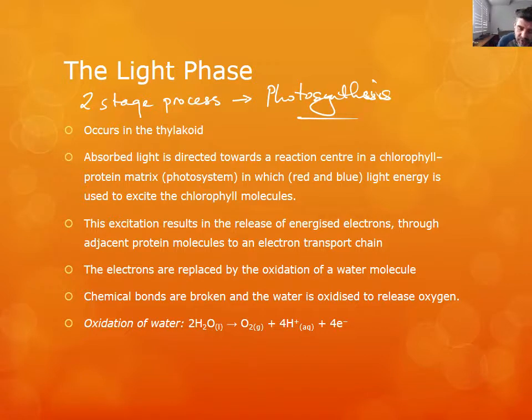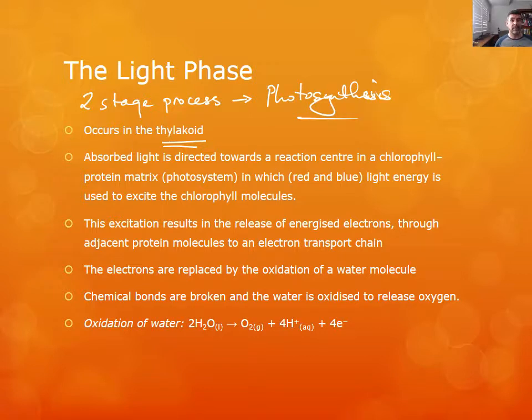This part occurs in the thylakoid, in those little stacked grana that I talked about in the previous video. Absorbed light is directed towards a reaction center in the chlorophyll protein matrix. There are a couple of photosystems that are part of this thylakoid membrane, as well as a series of protein molecules as well. The structure is a little on the complex side for this level of chemistry, so we don't go into it in a lot of detail here, but certainly there's a lot of information on the internet if you want to look at it in a little bit more detail.